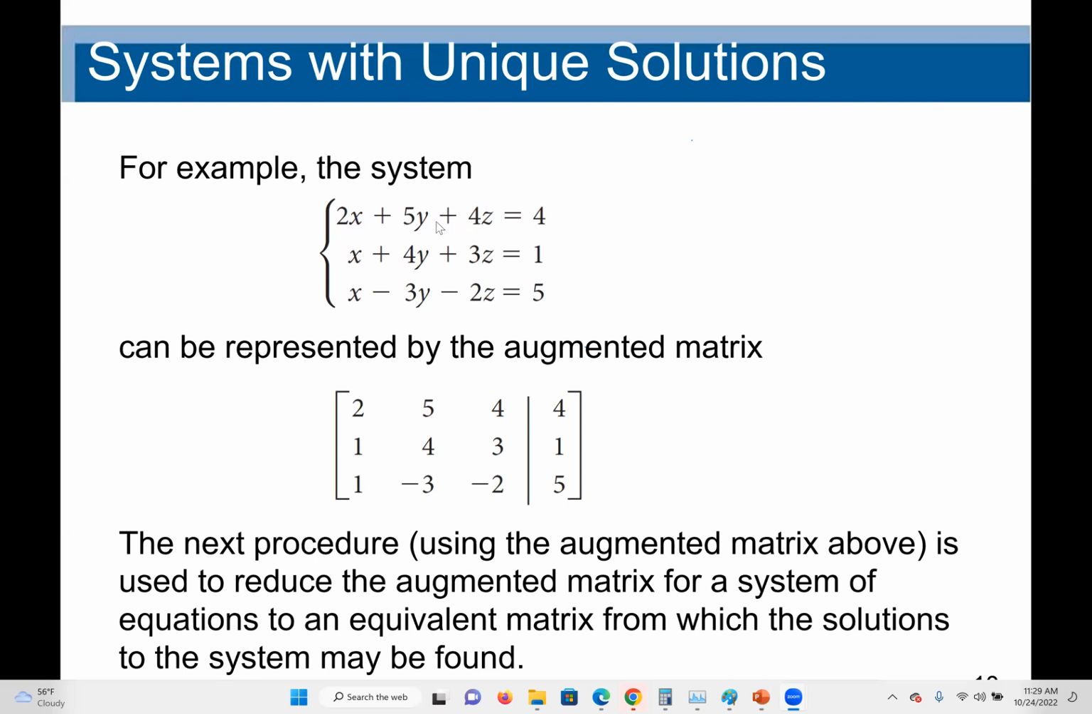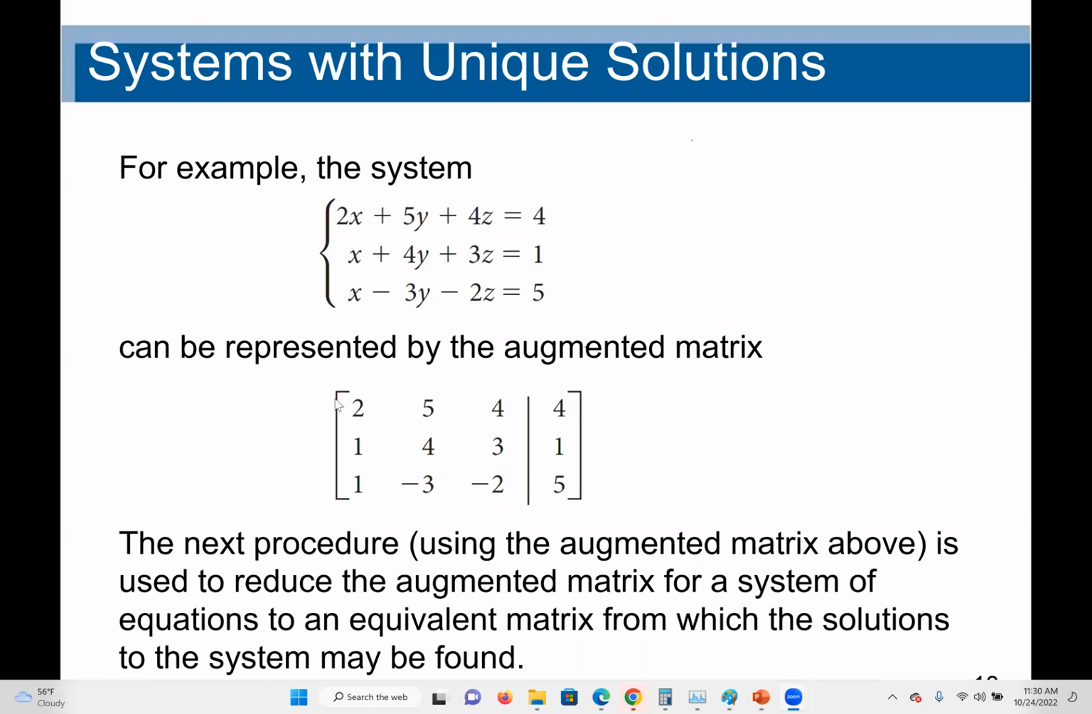So we can use the system of linear equations with the substitution or elimination method to solve this. But here we are using again the concept of matrix. The first thing we need to find is the augmented matrix. The coefficients are 2, 1, 1 for X in the first column, 5, 4, -3 for the second column, 4, 3, 2, -2 for the third column. Then you put a vertical line and then the constant values.